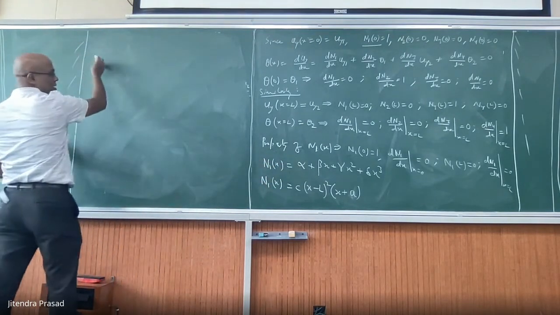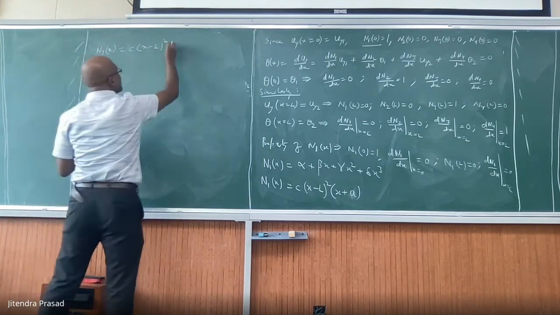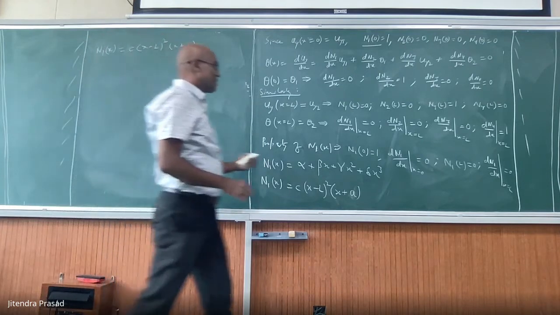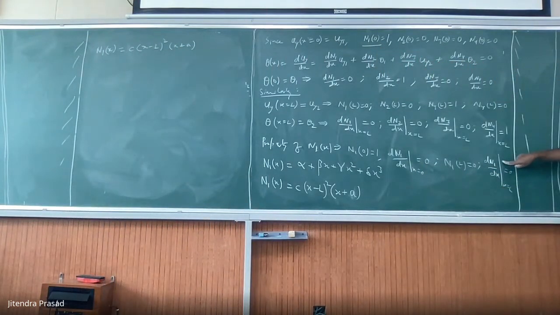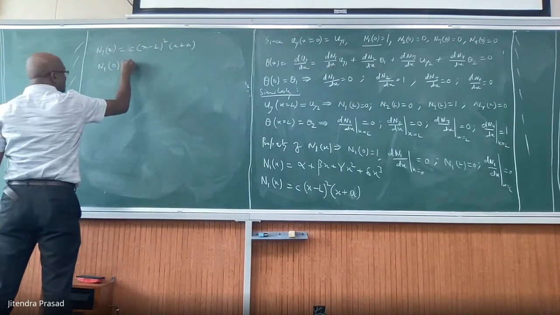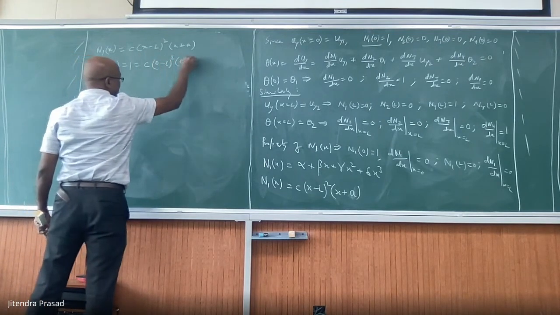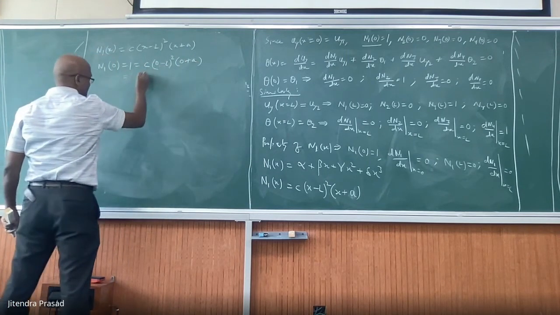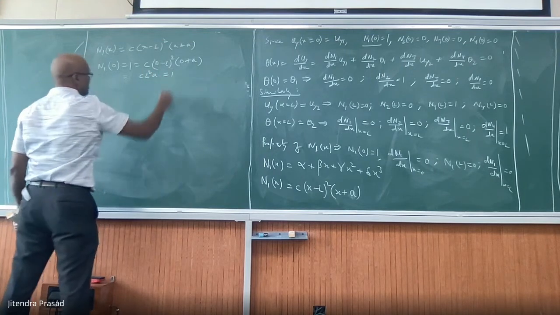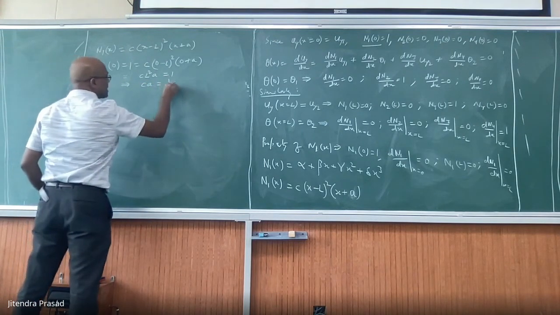Okay, so we have this. Now N1, what do we have? N1(x) is equal to c (x minus L) square (x plus a). So of course, if you put x equal to L, you get N1(L) equal to 0. Take the double derivative, you will get this also, because the only thing we have to satisfy is this. N1(0) is equal to 1 is equal to c (0 minus L) square (0 plus a). This is equal to c L square a, which is equal to 1. So you get this equation, which means c times a is equal to 1 over L square.